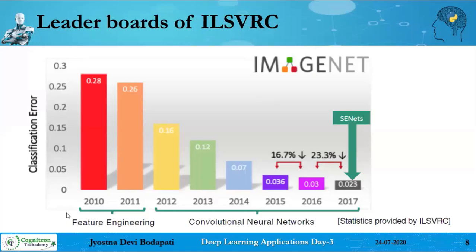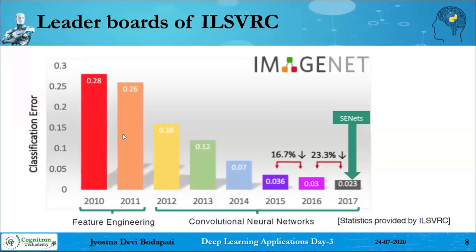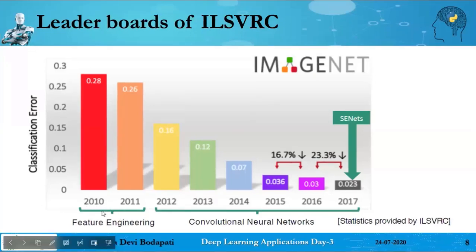this is how it is. From 2010, you can observe this leaderboard. On the x-axis, you can see the type of networks, the type of classification models that were used, and on the y-axis, it's the classification error.